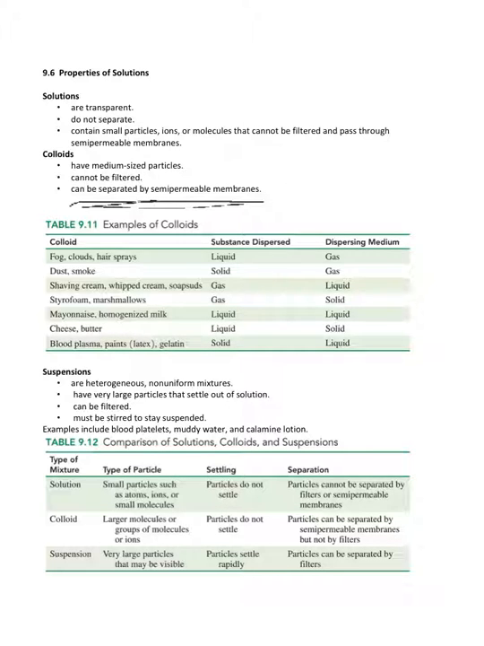There's a nice little table here that shows you the three types: solution, colloid, and suspension. And it also shows you the differences. So you're going from small particles to larger as you go down the table. Particles do not settle for the first two, but settle rapidly by the time you get down to a suspension. And then the separation, right?